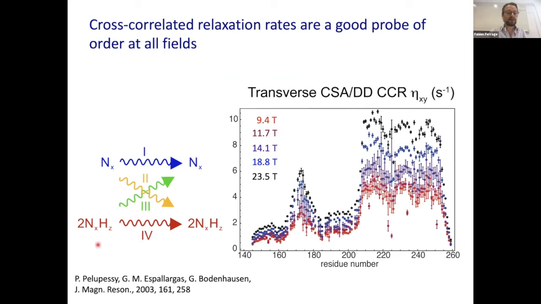In particular, I would like to point to this very nice work introduced almost 20 years ago by Philippe Pelupessy, where we measure all four relaxation pathways in the system of two operators. And this is a very good way to obtain a very nice and accurate measurement of this cross-relaxation rate. In this case, the transverse CSA dipole cross-correlated cross-relaxation rate is dominated by J0. And so this is a very good measurement of order. And you can really see how, for instance, this hydrophobic hexapeptide pops out here of the disordered region.